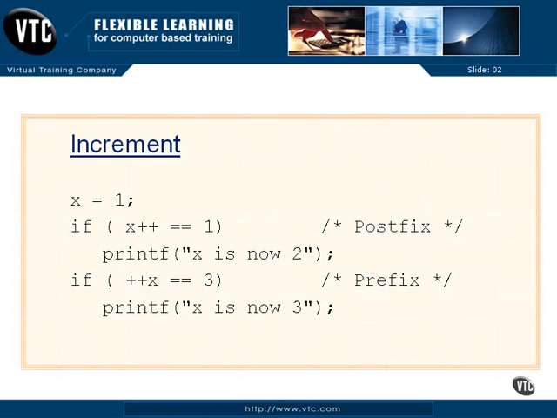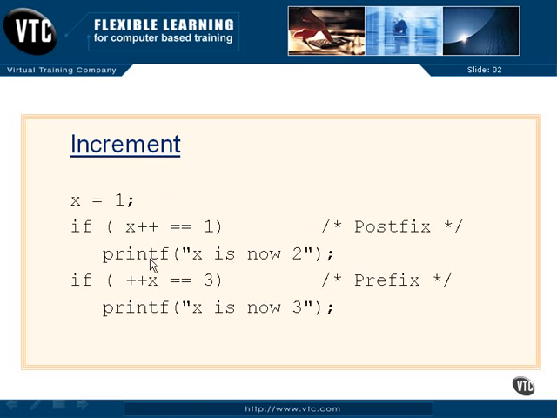Now here's a regular increment. It's done in both what is called postfix and prefix notation. So here you see we set up x equal to 1, and then we come down here to our if. If x plus plus is equal to 1, then we'll printf x is now 2. What happens here is that we look at x and compare it to 1 before we do the increment. So you see x is here, and then the plus plus is to the right. That's a postfix increment. So we do the comparison, then we do the increment.